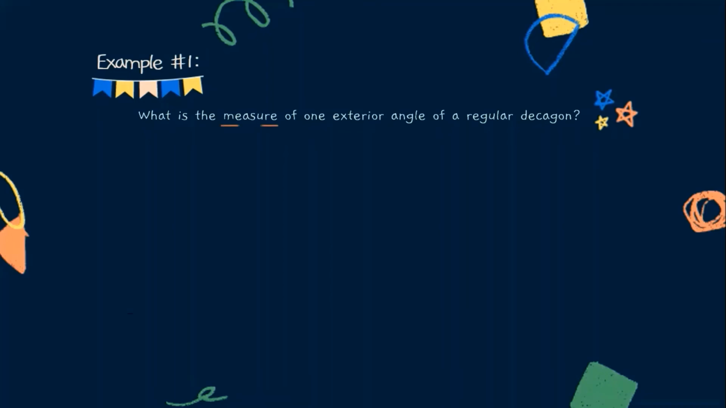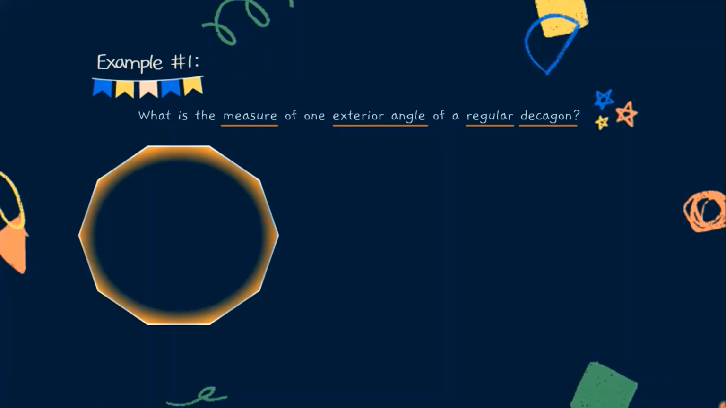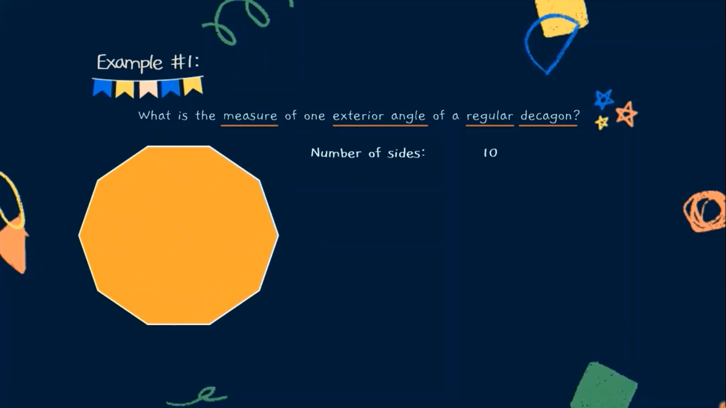For this word problem, there are some of the keywords that we need to take note of. We have measure, meaning yung measurement, yung sukat yung ating hinahanap dito. Exterior angle at hindi interior angle. Regular polygon ito, meaning the sides angles must be equal. And decagon. Decagon is a kind of a polygon with 10 sides. So this is a decagon.